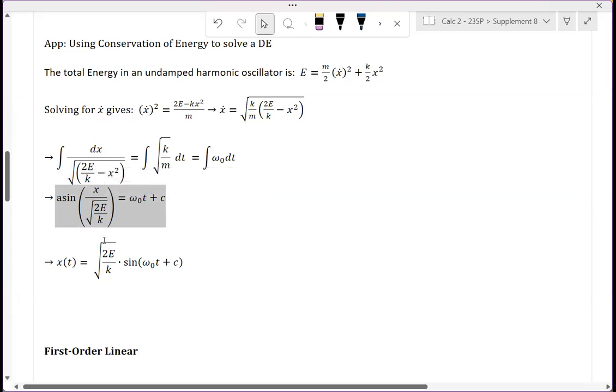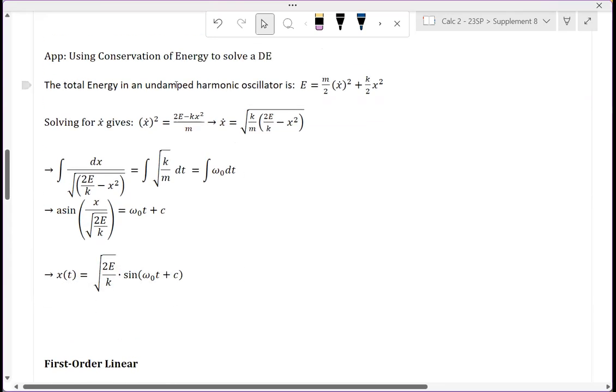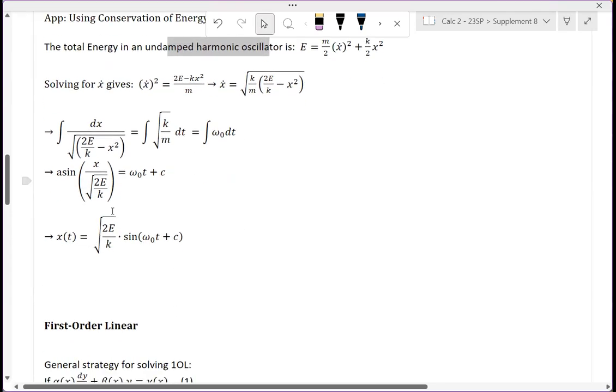We could use a trig substitution to show that. And it turns out to be the arc sine of x over root 2e over k. And that's going to be equal to omega naught t plus c. And if we solve everything for x, we get that x of t equals root 2e over k times sine of omega naught t plus c. So our undamped harmonic oscillator does indeed oscillate according to a trig function, as we'd expect.